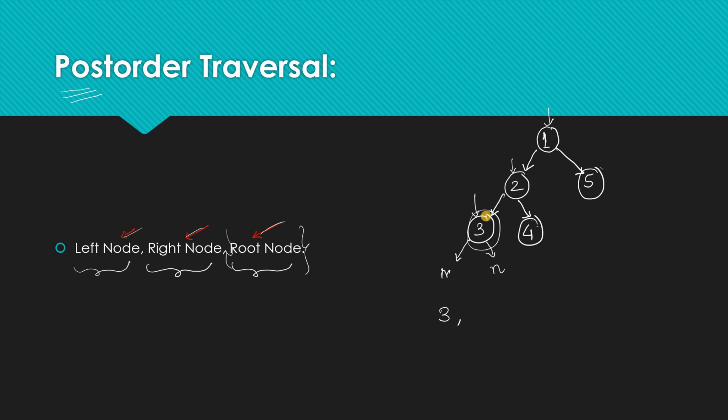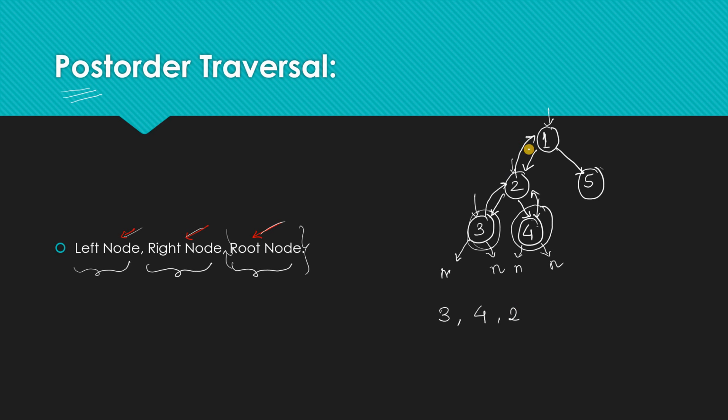So we explored this node completely, so we'll go back to 2. For 2, we have explored the left side, so we'll explore the right side now. On the right side, on this node, we'll explore its left side, which is null. Then we'll explore the right side, which is again null. So we'll print the value of this one, which is 4. Now we have explored this complete node. So we'll go back. For 2, we have explored the left side and the right side both, so we'll print the value of this node, just 2.